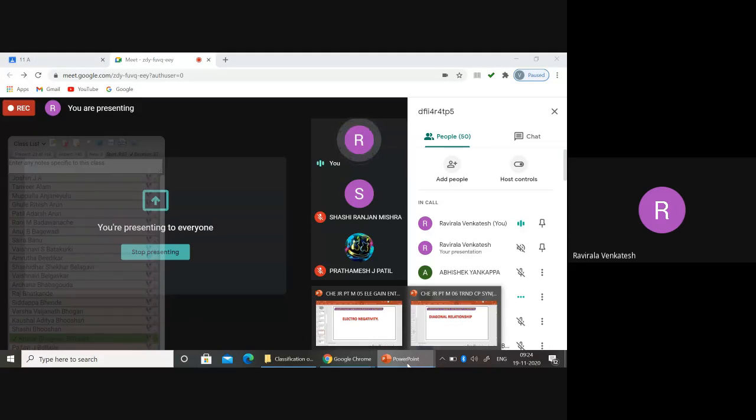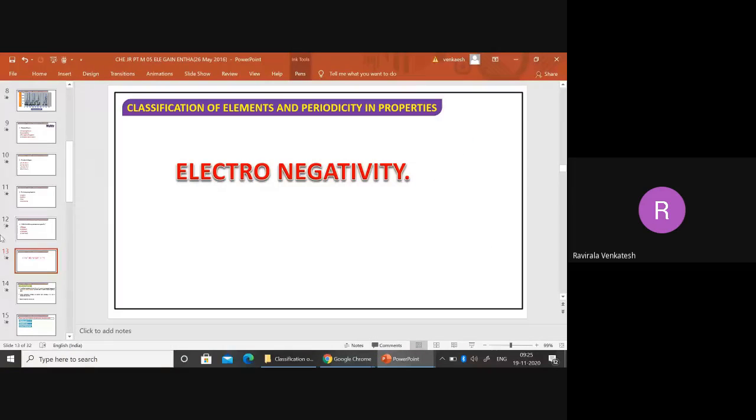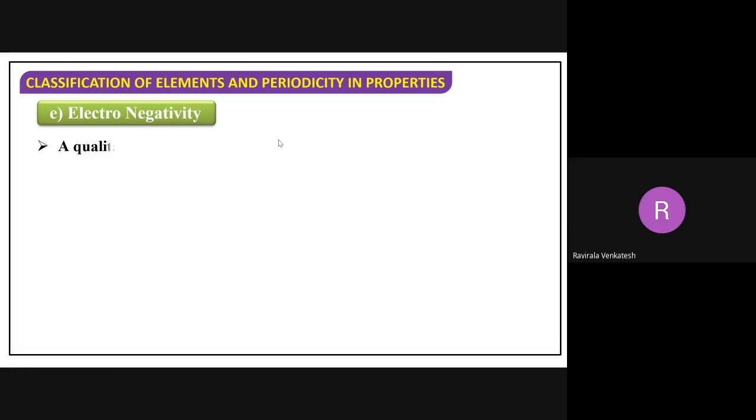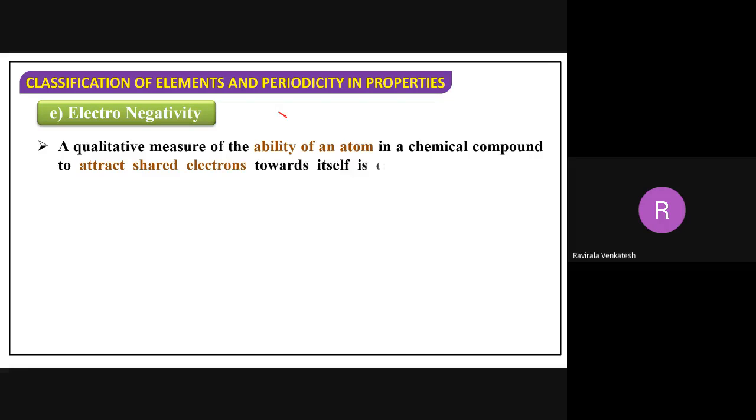Next we see electronegativity. Electronegativity is a concept. It does not have any values, it is a phenomenon. Already you know what electron affinity is. If I say electron affinity like this: X, an element, taking one electron, converting into X minus, as a gaseous atom, this you call electron affinity.